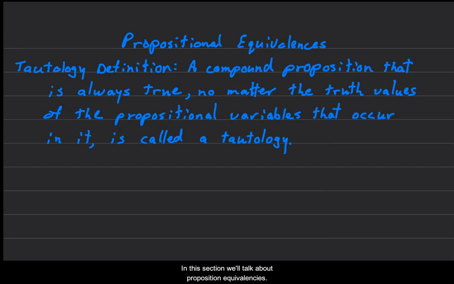In this section, we'll talk about propositional equivalencies. First, we'll look at the tautology definition. A compound proposition that is always true, no matter the truth values of the propositional variables that occur in it, is called a tautology.